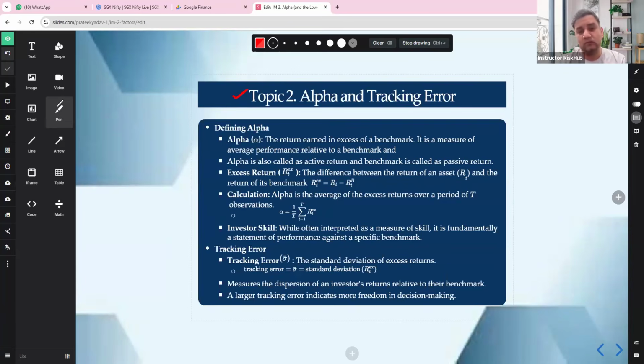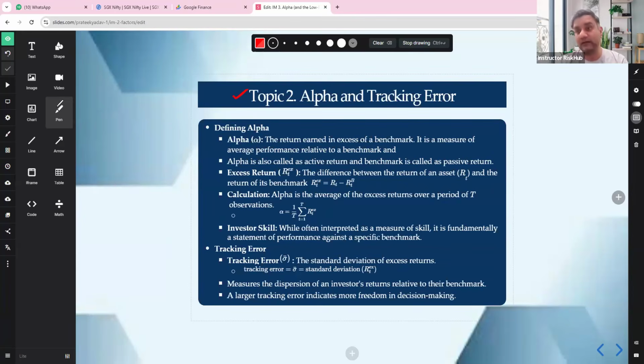So very important to understand here is that alpha is sometimes misunderstood also, right? Alpha is not absolute, right? It depends on the benchmark. So you change the benchmark, you change the alpha. This becomes critical later when a lot of other topics will come, right? Topic number 4, which will come later, right? So investor skill is the subtle point here.